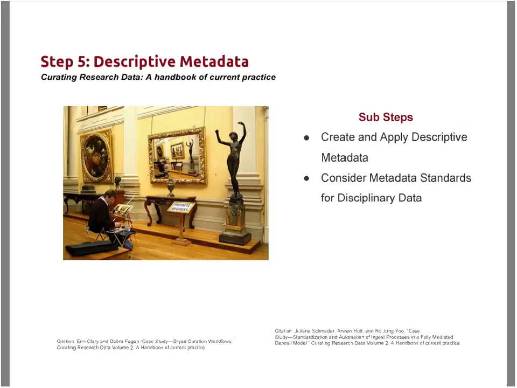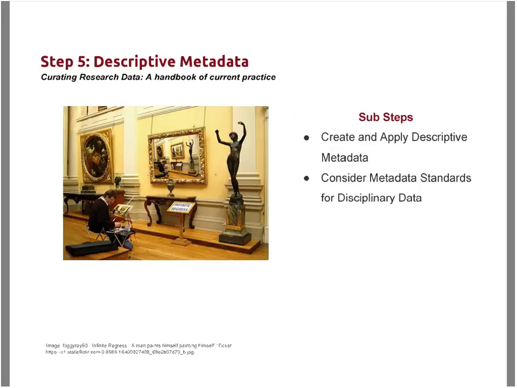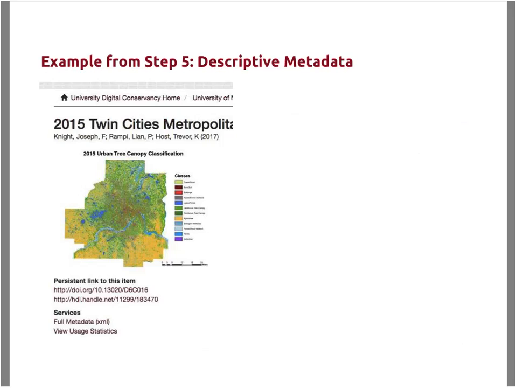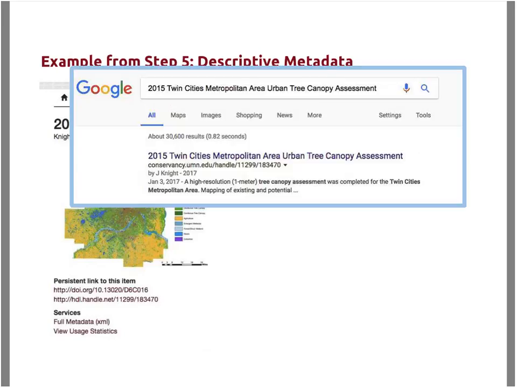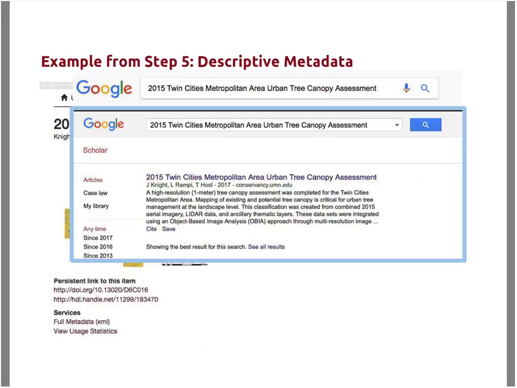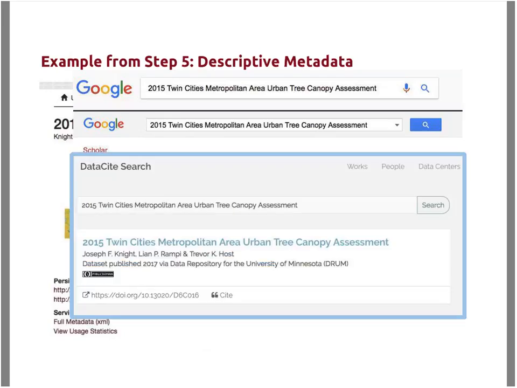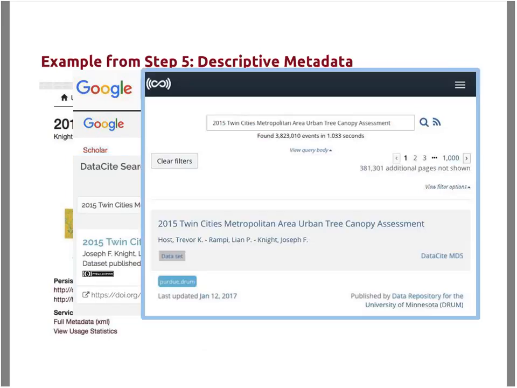In step 5, this is where we're thinking about descriptive metadata, and I'm going to speed up just a little bit here so we can get to the end. This is a case study with one data set that's in the data repository from Minnesota. All of the metadata does get full text indexed. That means that everything in the documents that is text is searchable via Google. Google Scholar picks it up, and we also use DataCite as our digital object identifier minting source, actually through EZID, through CDL. So all the data sets get indexed in DataCite search. And we're also indexed by SHARE, which is the project of the Association of Research Libraries.